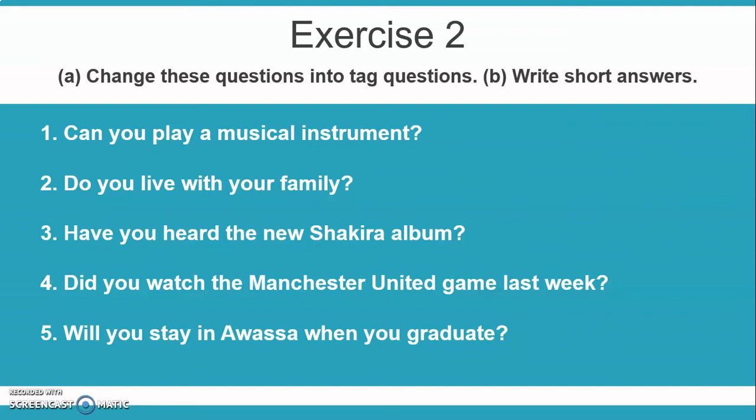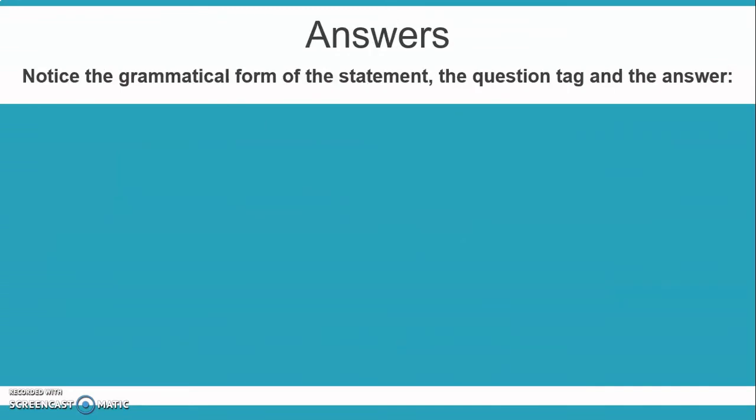The first one, can you play a musical instrument? Do you live with your family? Have you heard the new Shakira album? Did you watch the Manchester United game last week? Will you stay in Awasa when you graduate? Take a minute and then come back. Let me give you the answers here. So here you need to consider the grammatical form of the statements, the question tag, and the answer.